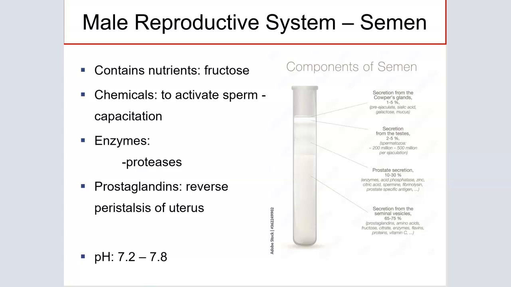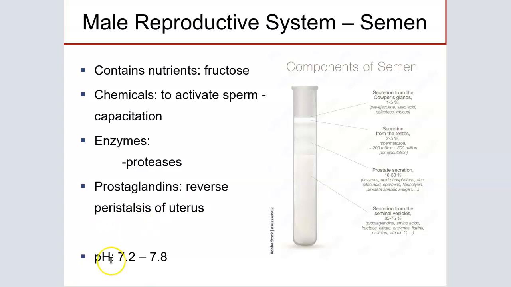We already talked about most of these, but we know that there's lots of nutrients and chemicals and enzymes, and they're all here to help with fertilization. Some chemicals do what's called capacitation. I'm not going to really ask you that question on your test. It just helps activate the sperm. There's some proteases. They're going to help break down protein to get through that cervical mucus. And even some prostaglandins trigger the uterus to do reverse peristalsis. So it kind of sucks the sperm up.